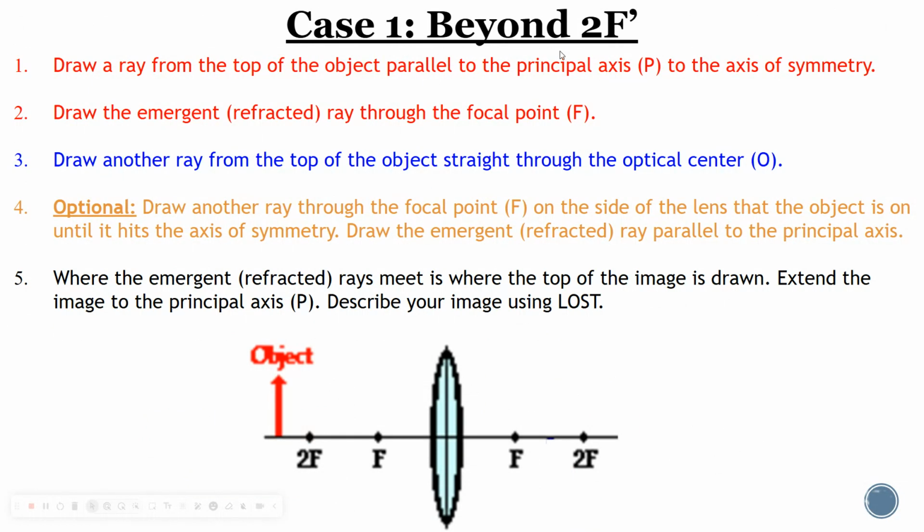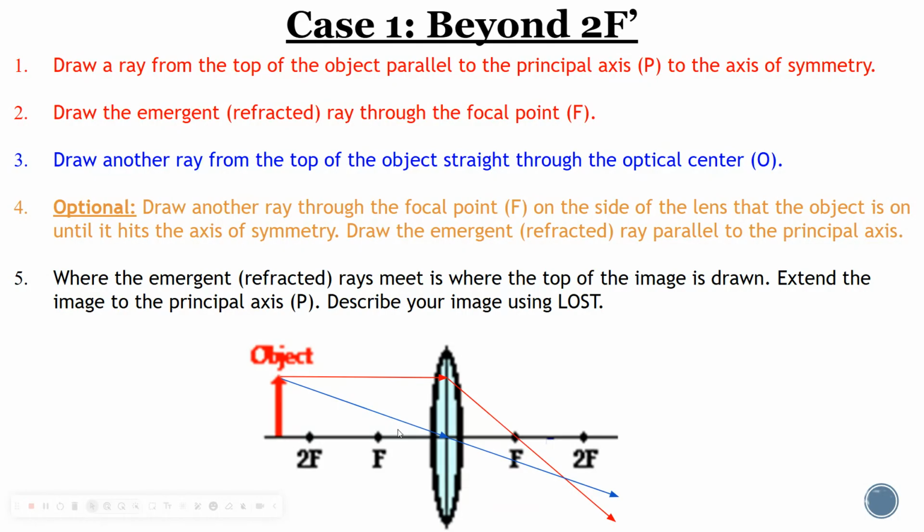So we're going to start with the case where the object is beyond 2F, and you can follow along on your page by drawing the ray diagrams. We're going to start with the first special ray, where the ray goes parallel to the principal axis and it refracts to go through the focal point. We'll do a ray that goes straight through the optical center, and that just keeps going straight.